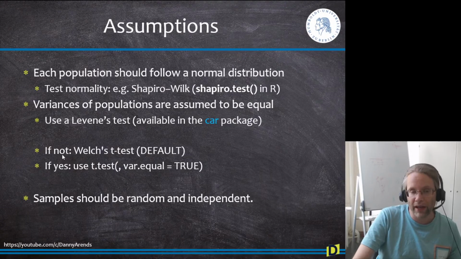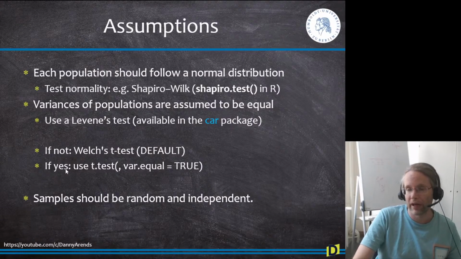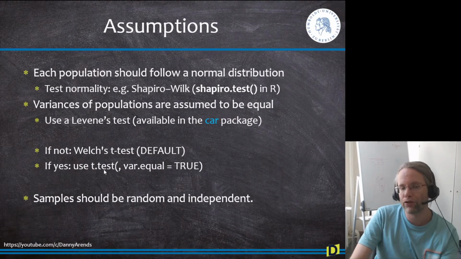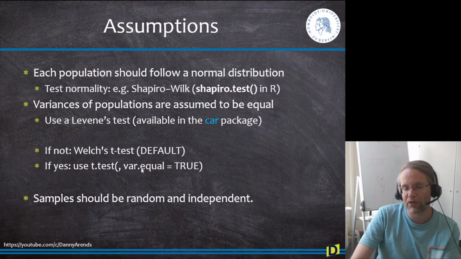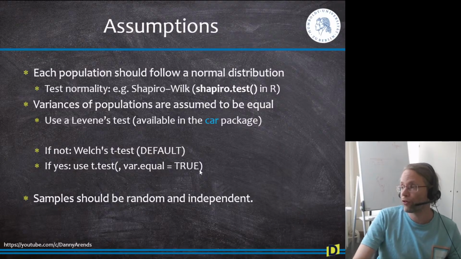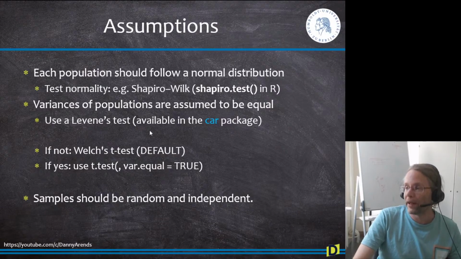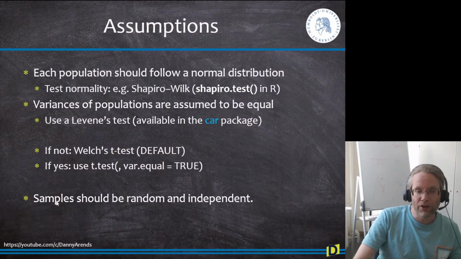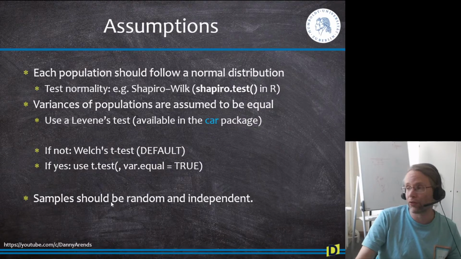So if it's not the case, then you have to do a Welch's t-test, which is the default in R. And if both groups have the same variance, then you can use a more powerful t-test because you can specify in the t-test itself that var.equal is true. Of course, you can only specify that the variance is equal when you have done a Levene's test. If you do not do a Levene's test, you have to do a Welch's t-test. Another assumption of the t-test, which people generally don't really check, is that samples should be random.